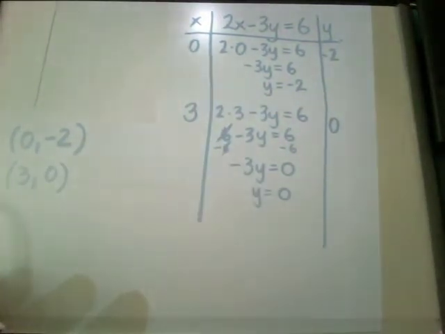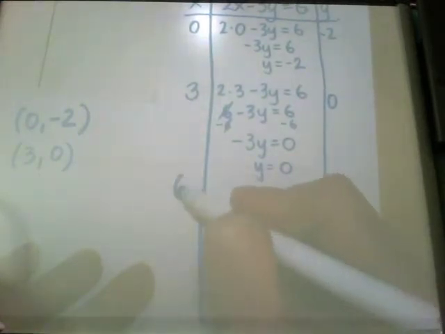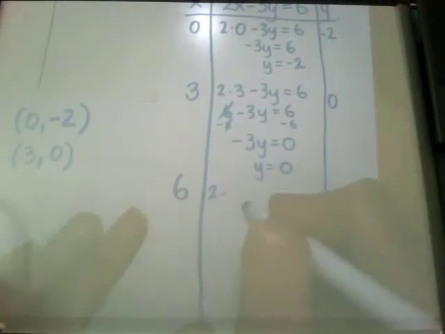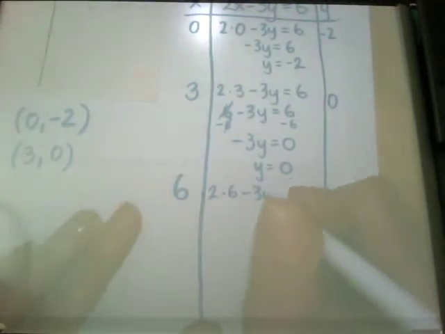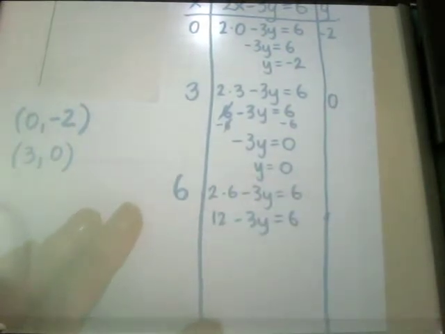If we try to stick with our pattern, in this one again with multiples of 3, let's try 6. Now you could also do negatives. You could do negative 3. It's okay to do negatives for this. But if we stay with 6, I put that in for x. 2 times 6 minus 3y equals 6. 12 minus 3y equals 6.